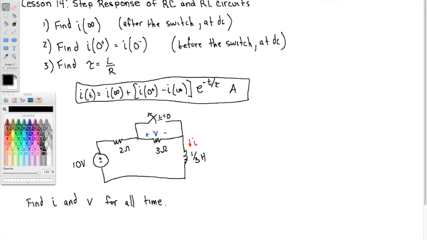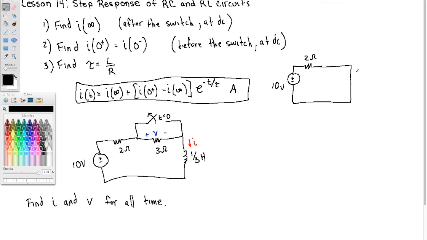Okay, so right before the switch, the switch is closed. So if the switch is closed, this resistor, the 3 ohm resistor, is shorted out. So effectively what we have here is this. And if the switch has been closed for a really long time before being opened, then the circuit is at its DC steady state, which means that the inductor is a short.